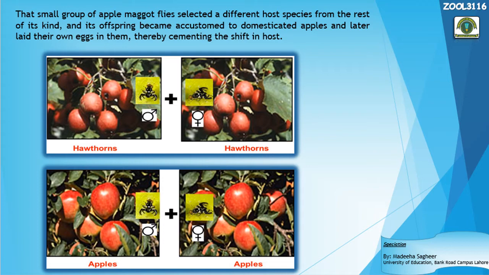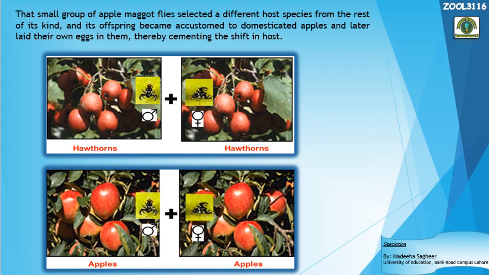Both the main population of the maggot flies and that small group that has shifted or chosen a different host for their eggs and young ones have resided in the same area. They have not gone somewhere else, so there is no geographical barrier.